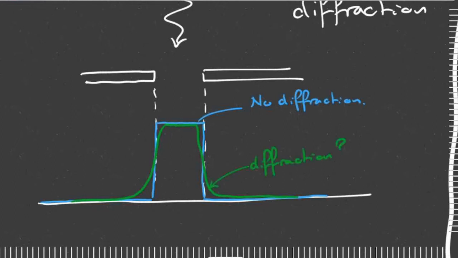Now it turns out that when you actually do this experiment and you shine light through a gap, neither of these is what you get. Light does diffract, but it doesn't spread out in a nice simple way like the green one suggests. What actually happens is seen by imagining a center line. You get a spreading out that looks like this.